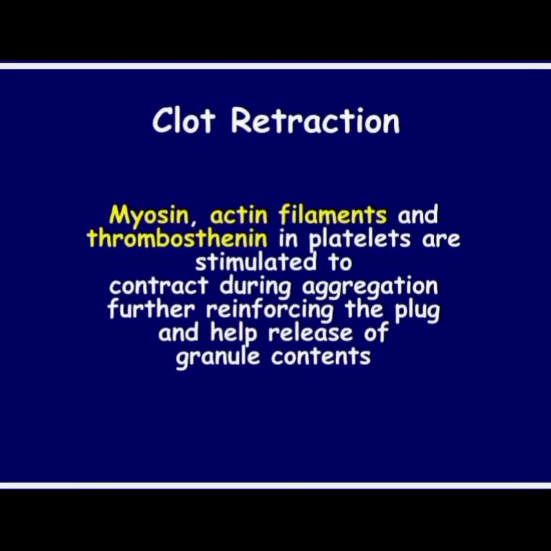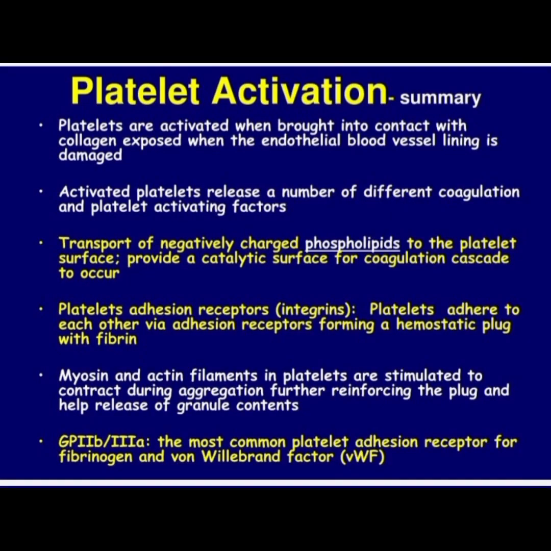Next, clot retraction. Myosin, actin filaments, and thrombosthenin in platelets are stimulated to contract during aggregation, further reinforcing the plug and helping the release of granule contents. Now, the summary of platelet activation.